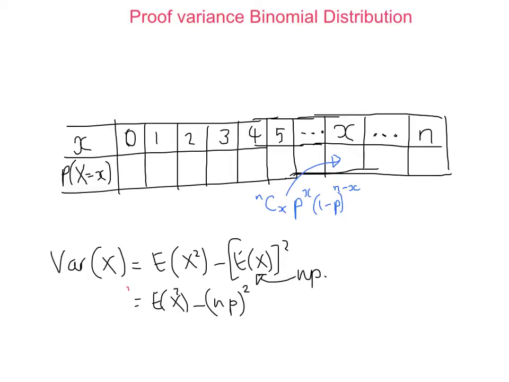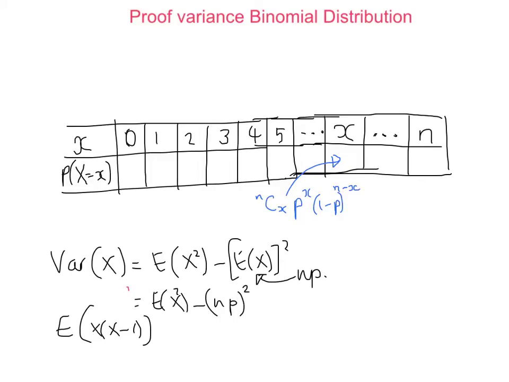But I can promise you that this line of attack is going to get disgustingly horrible and not get us anywhere. What's going to work a lot better, which seems more complicated to begin with but ends up working out really nicely, is to start by investigating E of X(X minus 1). So that's the expected value, not of the individual X values, but of X multiplied by X minus 1, for all the different possible numbers of successes.